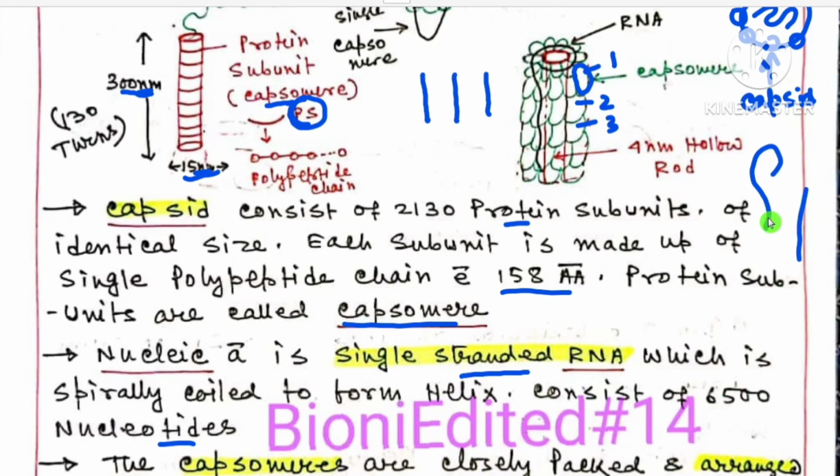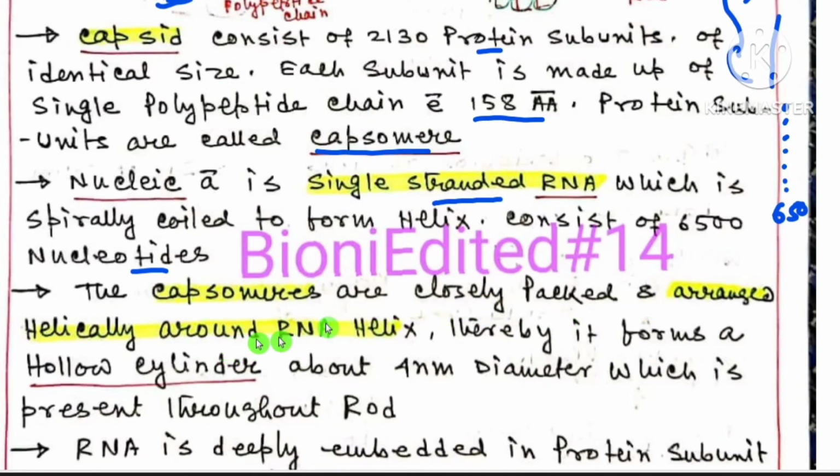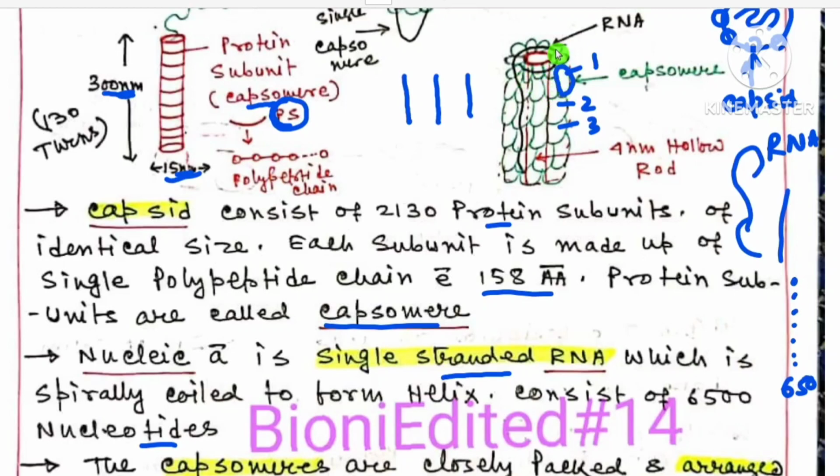Suppose this is the single-stranded RNA, made up of 6500 nucleotides. Now the capsomeres are closely packed and arranged helically around the RNA helix, and the capsid covers this RNA helix. Thereby it forms a hollow cylinder about 4 nanometers in diameter. Tobacco mosaic virus is hollow and rod-shaped, and at the core there is a hollow cylinder 4 nanometers in diameter.